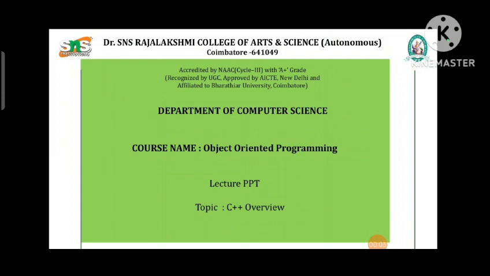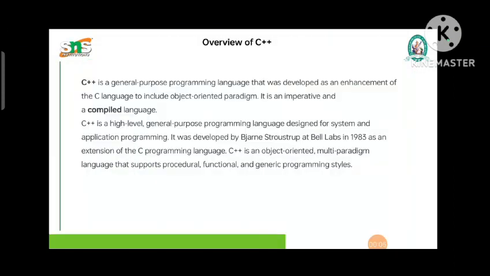C++ Overview. C++ is a general purpose programming language that was developed as an enhancement of the C language to include the object-oriented paradigm. It is an imperative and a compiled language. C++ is a high-level general purpose programming language designed for system and application programming. It was developed by Bjarne Stroustrup at Bell Laboratories in the year 1983 as an extension of the C programming language.